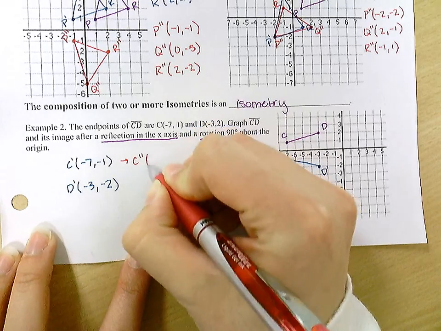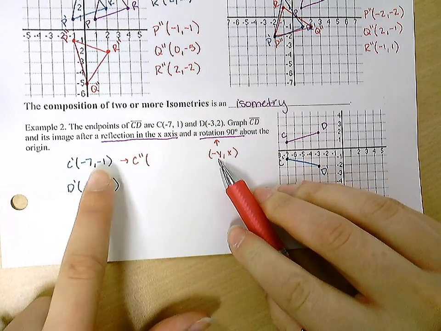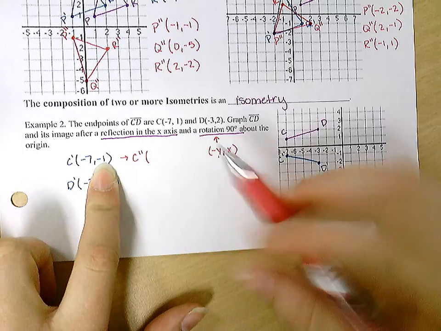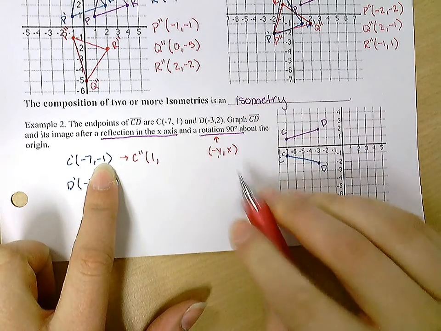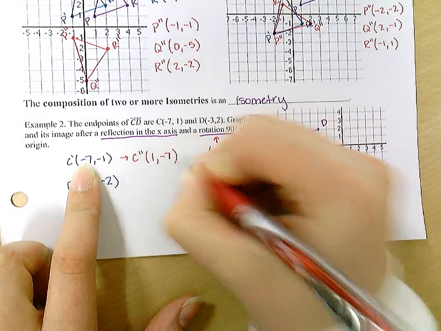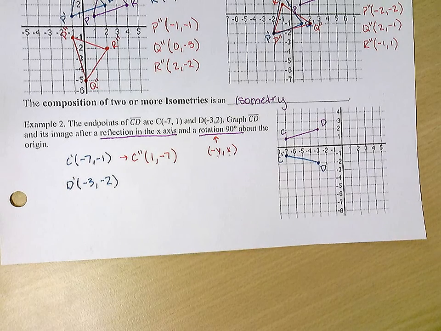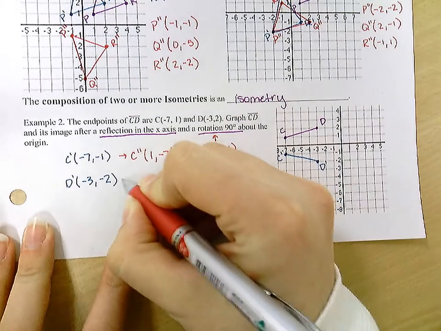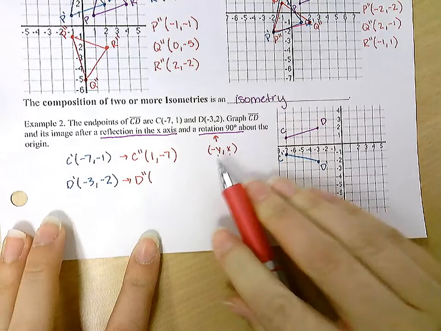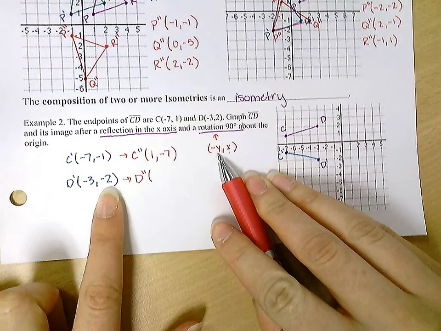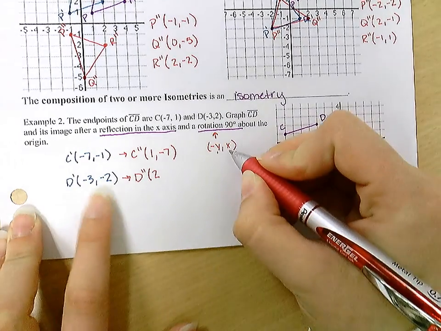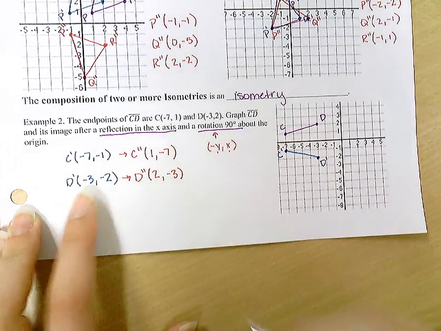To get C double prime, we need the opposite of our y value. Our y value is -1. The opposite of -1 is +1. So I would have +1, and then we need to keep our x value the same, which is -7. So C double prime should be at 1, -7. Next for D double prime, again, opposite of y, our y value is -2, so you take the opposite of that to get +2, and then keep our x value the same, that's -3.